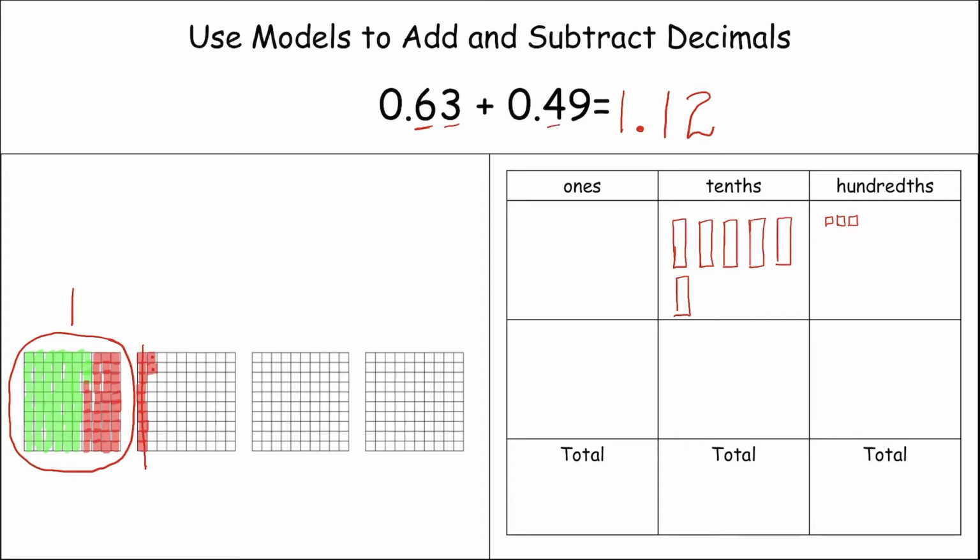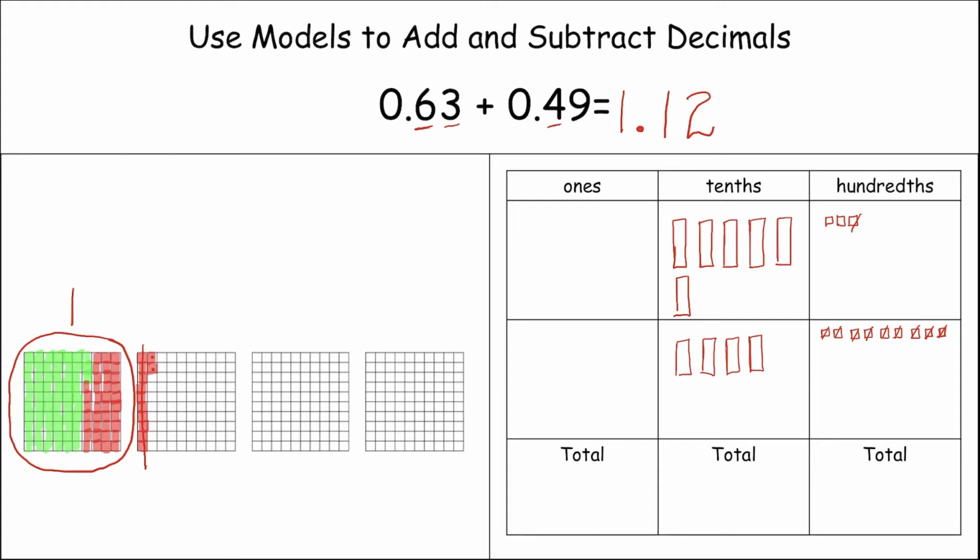At the bottom, I have 4 tenths. 1, 2, 3, 4. And I have 9 hundredths. 1, 2, 3, 4, 5, 6, 7, 8, 9. And now I'm ready to get started. How many do I have all together? 1, 2, 3, 4, 5, 6, 7, 8, 9, 10.